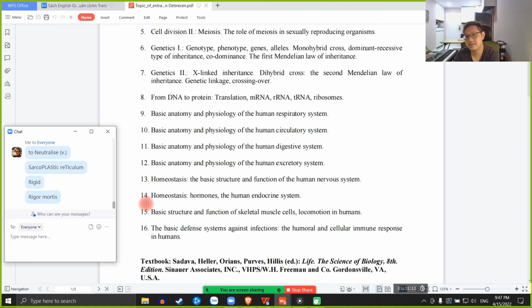Homeostasis means to keep the environment inside the body the same. So no big changes that can disrupt the normal functions. Alright, let's talk about the human endocrine system now in deep detail.